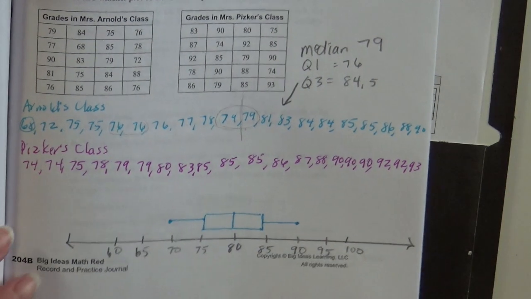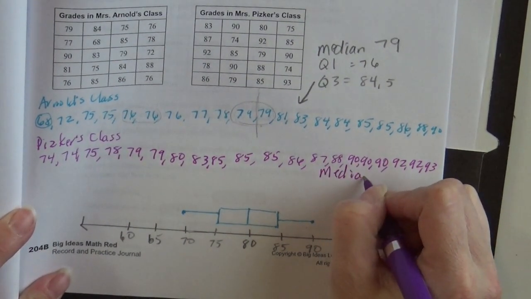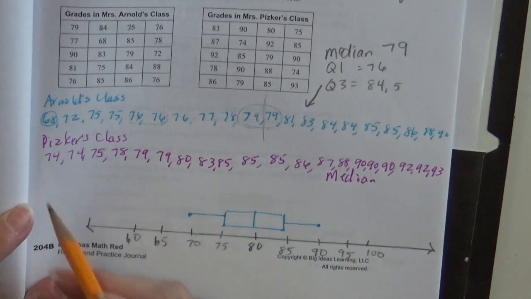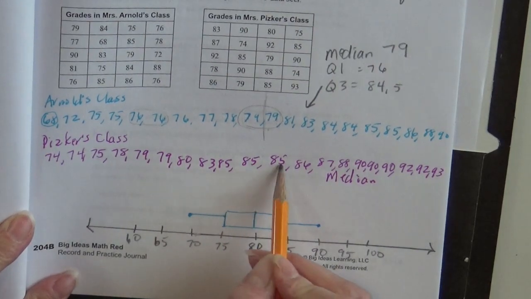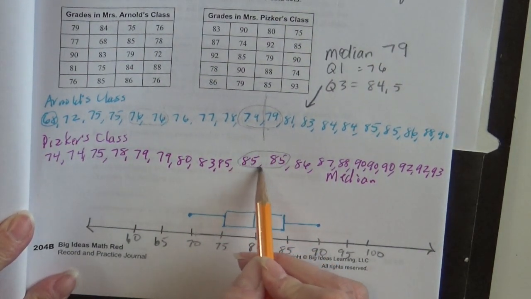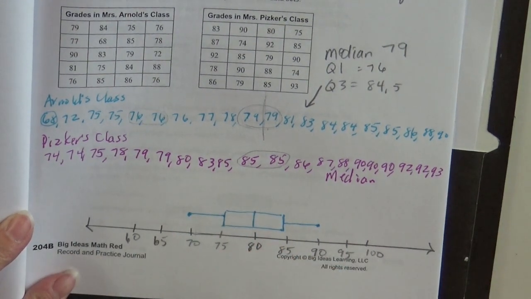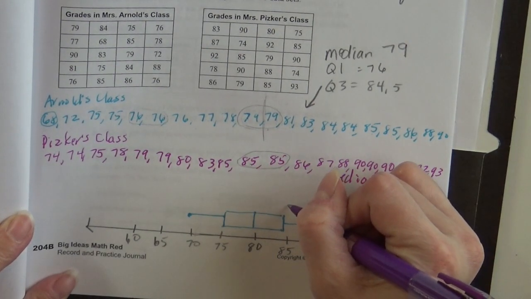So for this group, the median, we've got to find it. So I'm going to go to the halfway mark. 1, 2, 3, 4, 5, 6, 7, 8, 9, 10. Between 10 and 11. And divide, so take the mean of 85 and 85, and the mean is 85. So we'll put a vertical bar at 85.